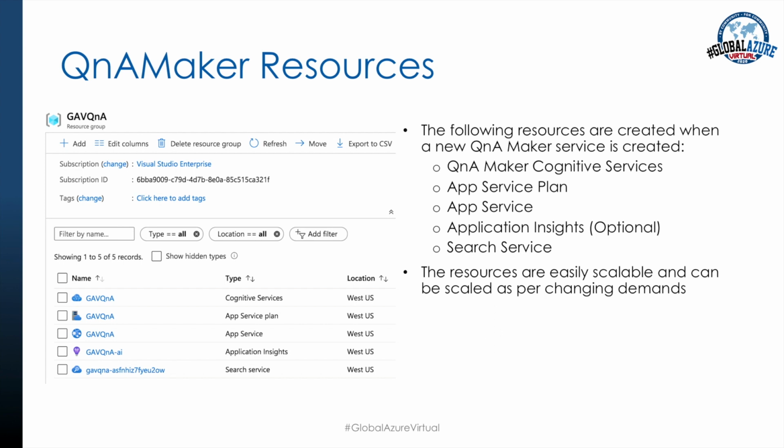This can be enabled or disabled depending on whether you need to run some monitoring or analytics on your service. And then there is the search service. This search service would actually contain all the data of these question and answer pairs that we'll see. Since these are Azure resources, they are very easily scalable and can be scaled as per changing demands. For example, if you decide to create some of the free resources early on, and then later on you decide that they are not meeting your needs, then you can very easily scale out those resources and upgrade them to a premium tier.